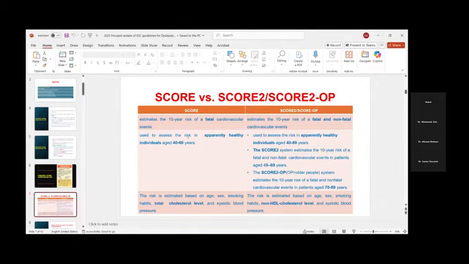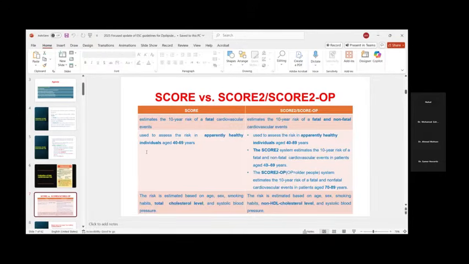SCORE is used to assess the risk in apparently healthy individuals aged between 40 and 69 years, while SCORE2 and SCORE2-OP are used to assess the risk in apparently healthy individuals aged between 40 and up to 89 years. SCORE2 assesses the risk in patients from 40 to 69, and SCORE2-OP assesses the risk in patients from 70 and up to 89 years. And even the input that you enter in the calculation are different.